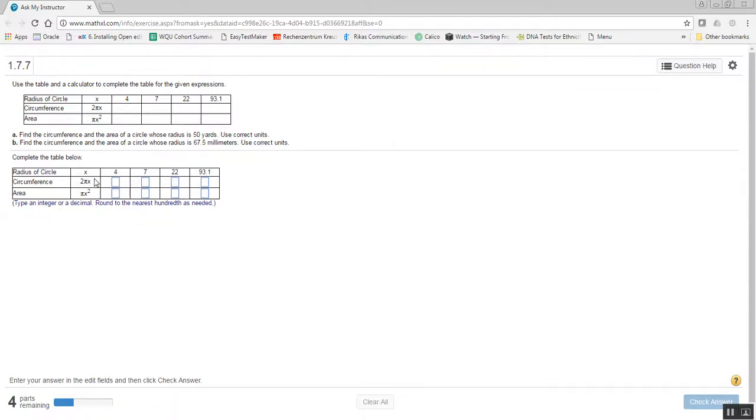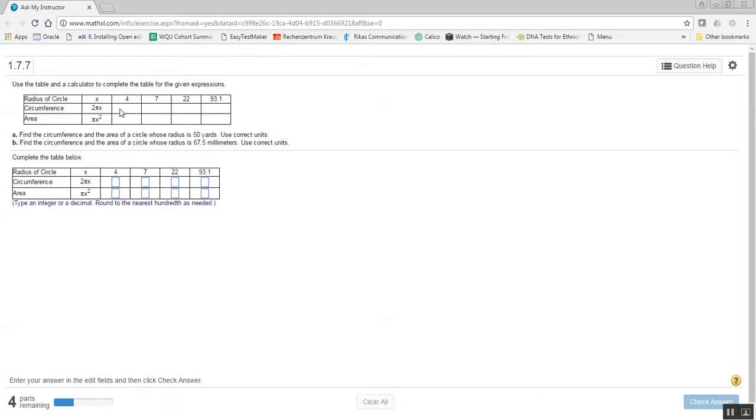Now here, with this table, what they're wanting you to do is just complete the table below. Well, there's 4 parts to this. Use a table and a calculator to complete the table for the given expression.